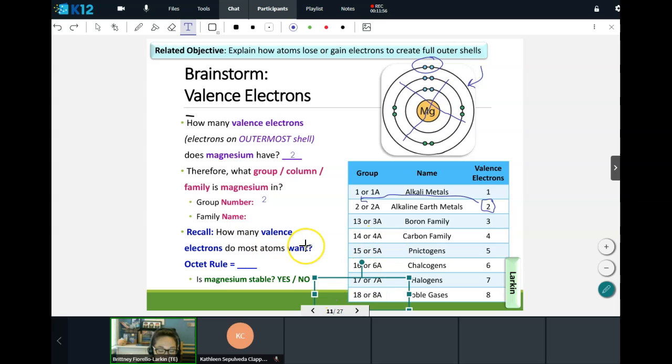All right, so let me go ahead and type this. It's going to be the alkaline earth metals. And let me move this to where it belongs. There we go, alkaline earth metals.